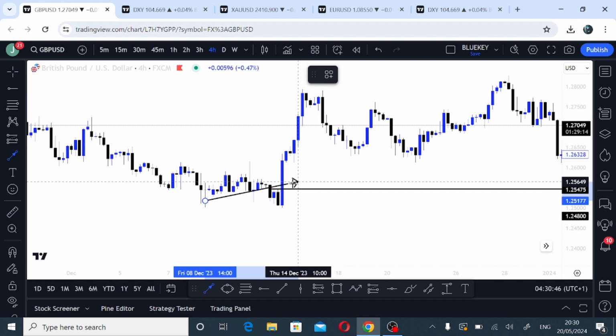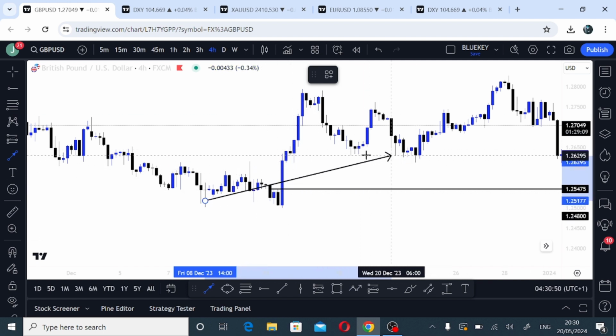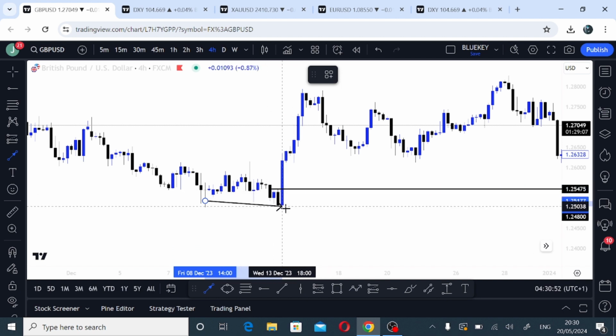Right now, the price has not really come back to mitigate this order block within the zone here, and the order block has been left unmitigated. That means it has not been closed or touched earlier, right?